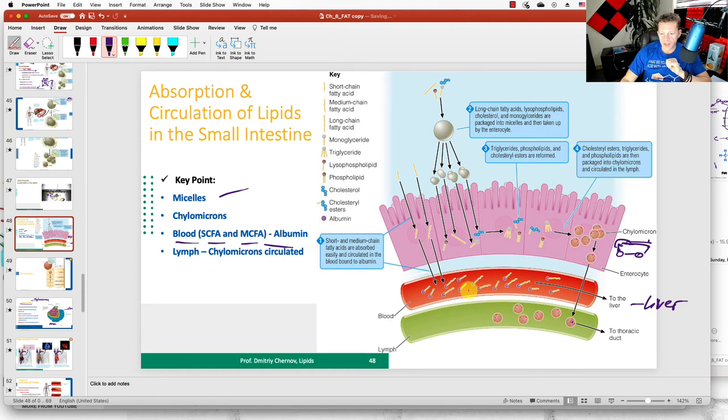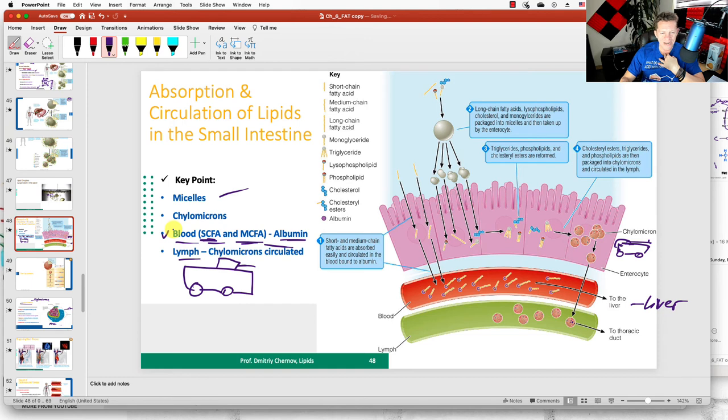In blood, right? So we said that they will be transported in the blood kind of freely. Remember, we talked about albumin, the protein albumin, in the protein lecture. We need albumin as a transporter. Albumin can transport fat-soluble vitamins. In the beginning of the lecture, I actually mentioned that. Albumin transports fat-soluble vitamins, and also albumin will be transporting short-chain fatty acids and medium-chain triglycerides, even though they are kind of hydrophilic molecules, but albumin is needed to transport them. In lymph, chylomicrons will be circulated, right? So we already discussed that.